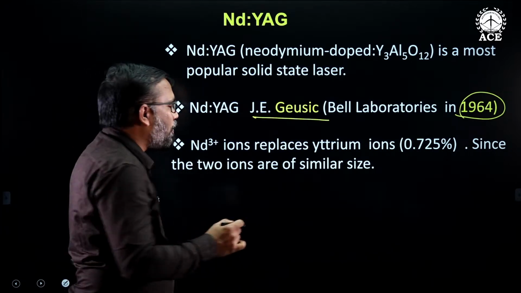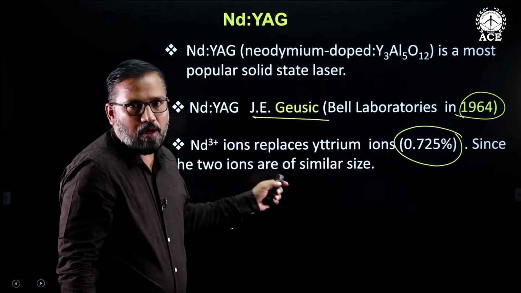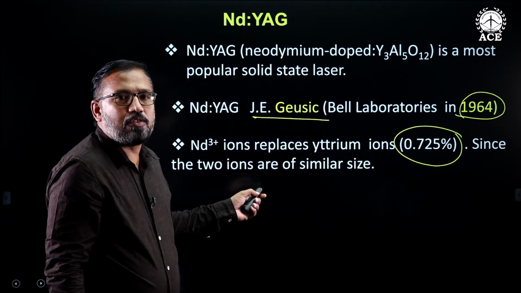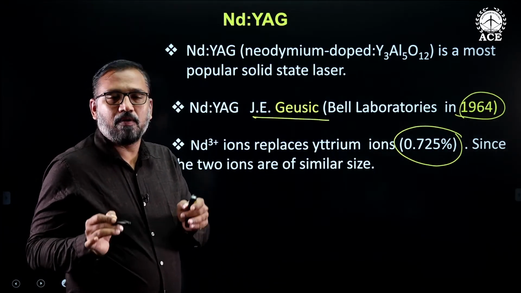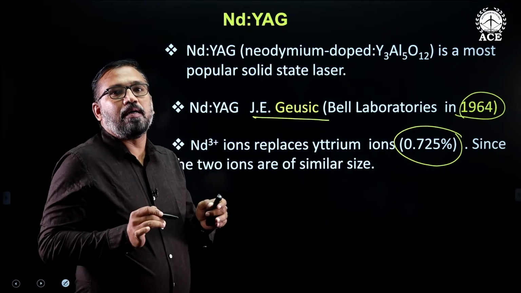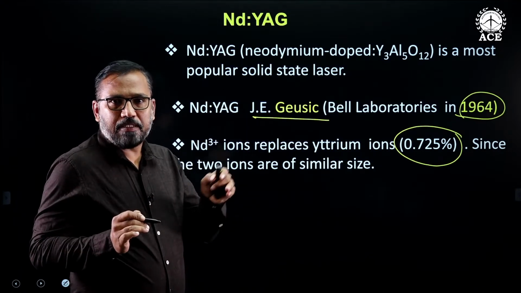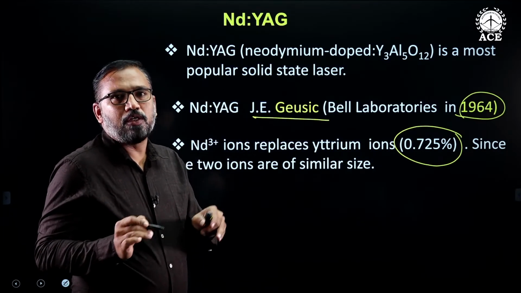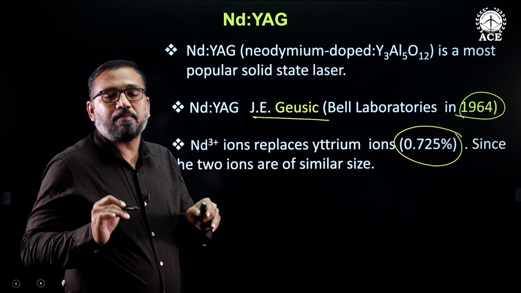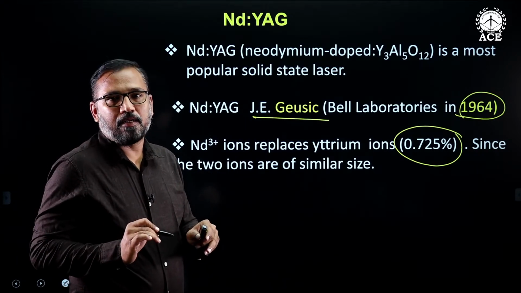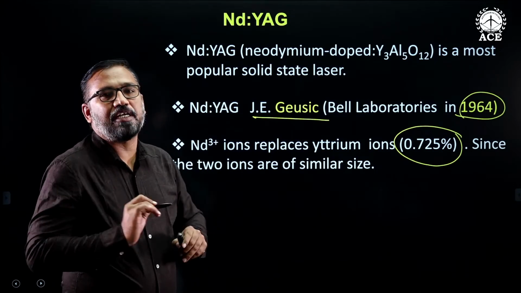How much? 0.725% by weight of the rod. The rod is a solid state laser medium, and of whatever the rod contains, 0.725% of neodymium ions are replaced in the place of yttrium ions. The yttrium ions are removed, and in that place neodymiums are doped. So that is called the neodymium doped yttrium aluminum garnet laser. It is a solid state laser.